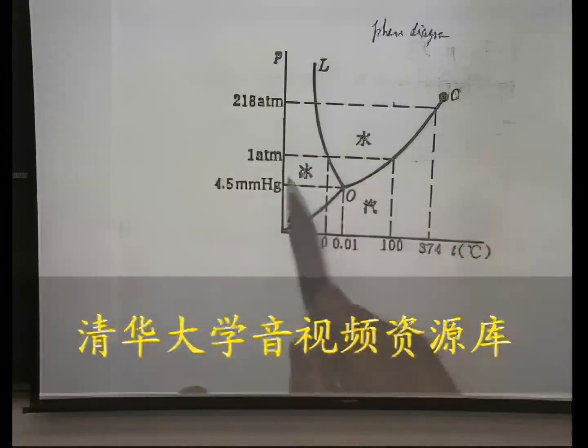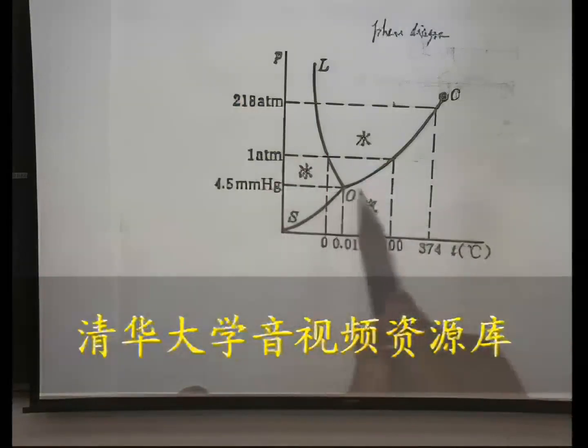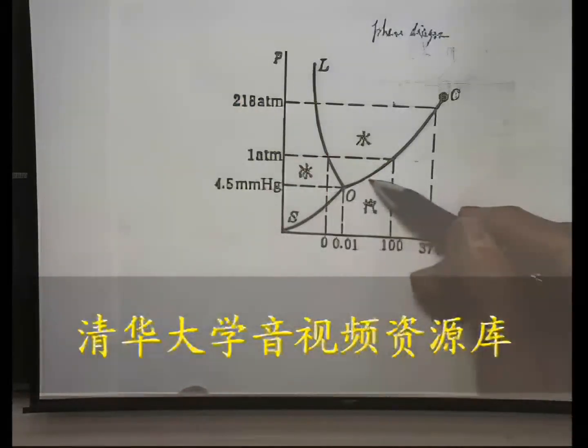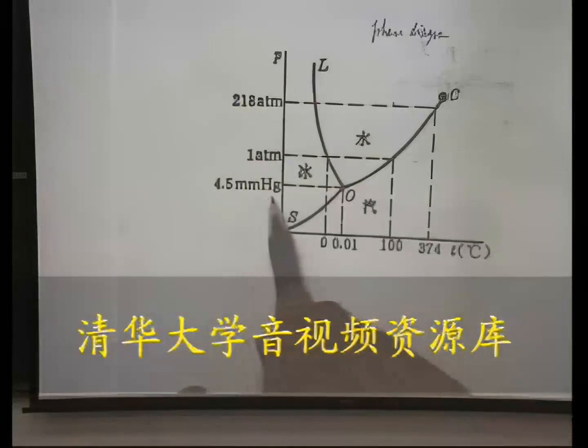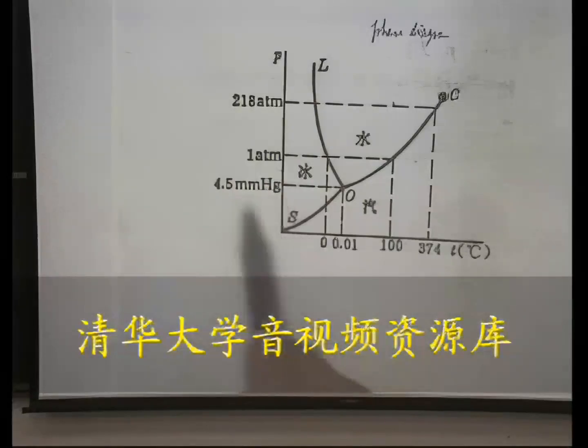Now, if you go to a lower atmosphere, for example, if you go to higher altitude, the atmospheric pressure becomes less. In that case, water begins to boil at a lower temperature, and it begins to freeze at a higher temperature until you reach this point. It's 4.5 millimeter mercury. One atmosphere is 760 millimeter mercury. So this is a very low pressure.